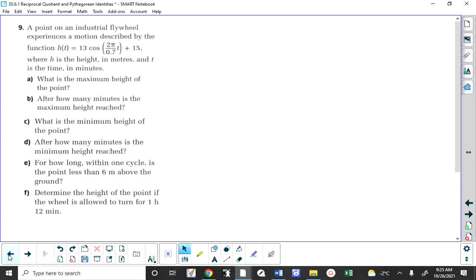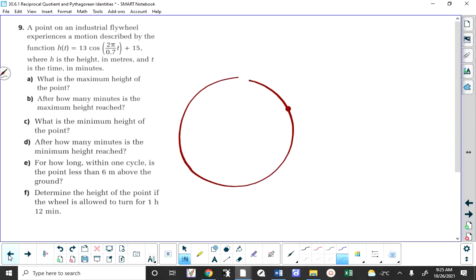So what are we dealing with here? A point on a flywheel. You don't need to know what a flywheel is. It doesn't matter. It's something that's spinning. It's a wheel of a sort. The height of a point on the flywheel. So we have a circle and there's a point on the flywheel. And this point is going to be a certain height. It doesn't really say above what. But it's a certain height. I'm just going to say it's above some point, maybe the ground or the bottom of an engine part or something. So this is the height. This is your y. And t is your time.